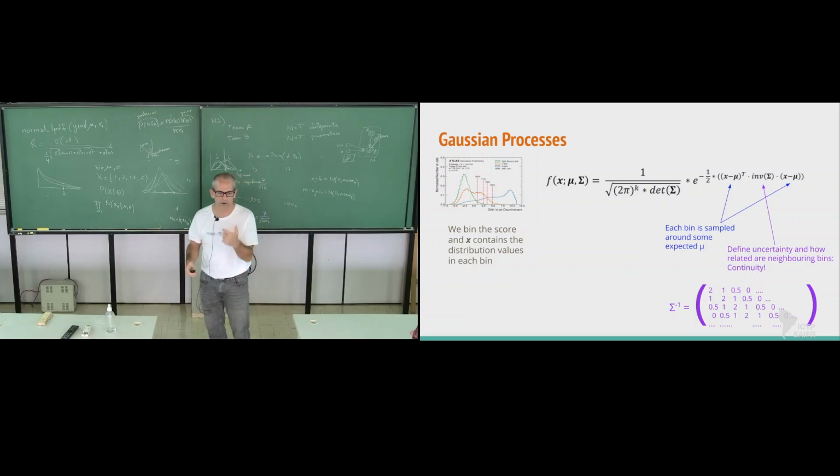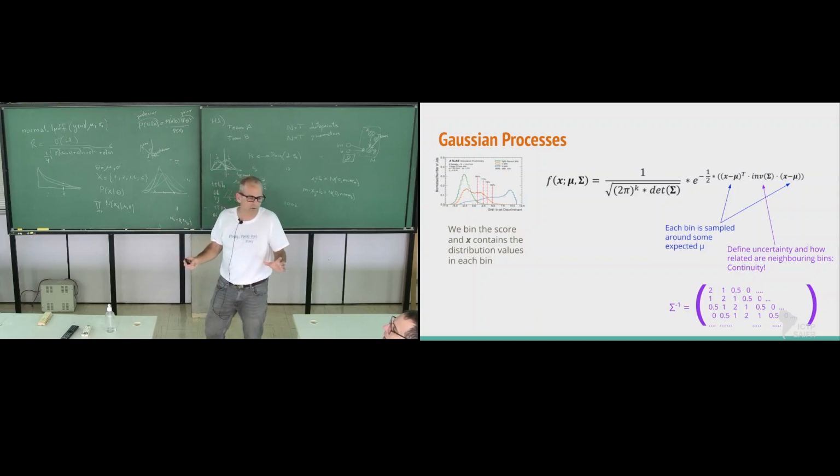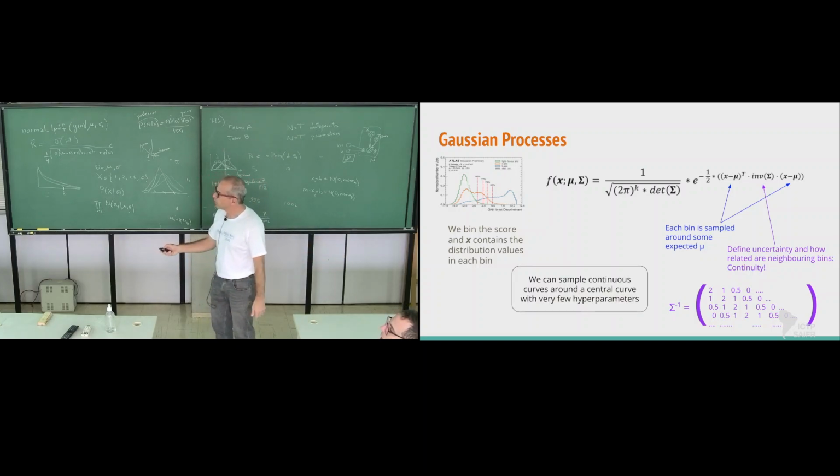You put something around here, you do it by eye, you sample, and you see how continuous the curves are. If these numbers go to 0 very fast, the thing is not continuous. Okay? It has to do with your expectation, but it's not defining what your curve is going to be. It's just giving you different probability on different curves, and now the data will do the rest. So this is a way of sampling continuous curves around a central curve with very few hyperparameters.